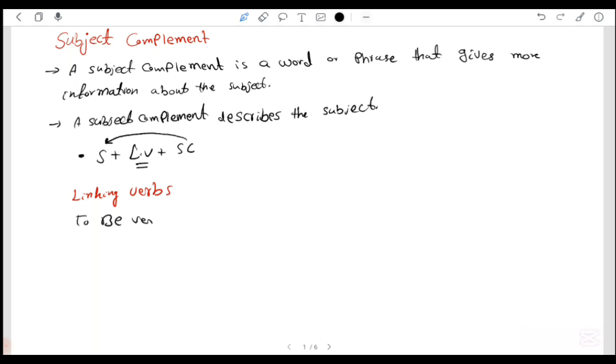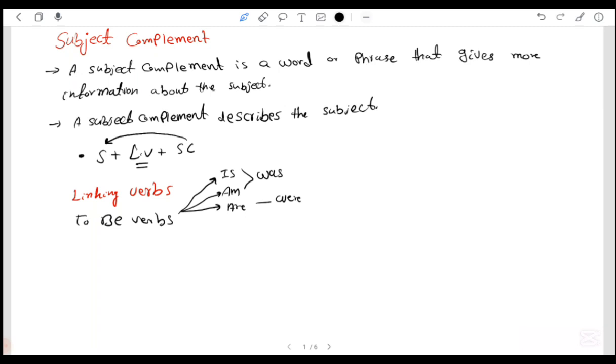Do you know what the to-be verbs are? To-be verbs are like is, am, or are, and we have the past forms was or were. These are the most common linking verbs.